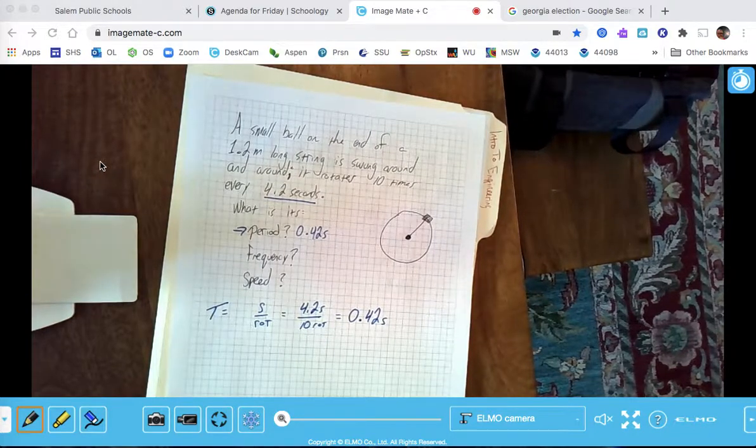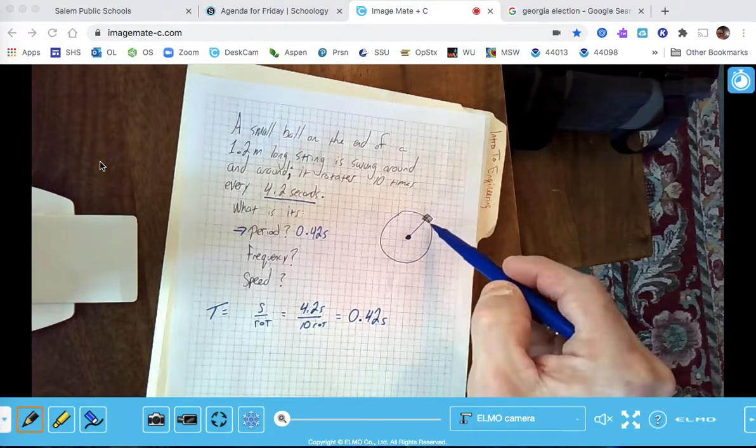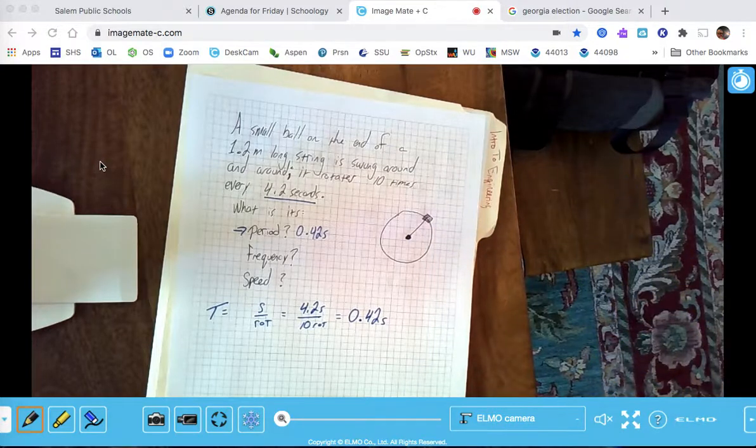Now, what's the frequency? Well, the frequency is just the number of times it happens every second. So we can see that it's taking just under half a second to go around once. So in a full second, it's going to go twice, but a little bit more, right? If it takes half a second to go once, then it does that twice in one full second. Now, that's not quite half a second, so our number is going to be just over 2.